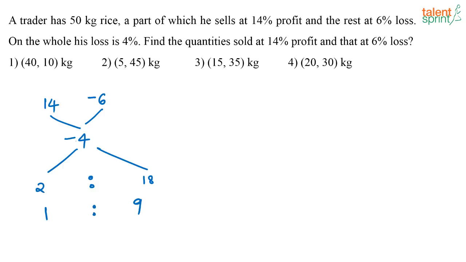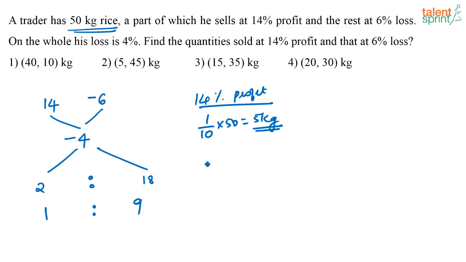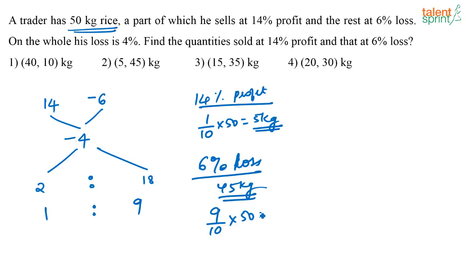Now what are they saying? This is the ratio in which you should mix them. Now in this 50 kg I have to see how much is sold at 14% profit and how much is sold at 6% loss. The amount sold at 14% profit is 1 out of 10 into 50, that is 5 kg. So if 5 kg is sold at 14% profit, how much will be sold at 6% loss? 45 kgs will be sold at 6% loss. Or it is 9 by 10 into 50, which is again 45. You can directly say 45 kgs. Correct answer is option 2.